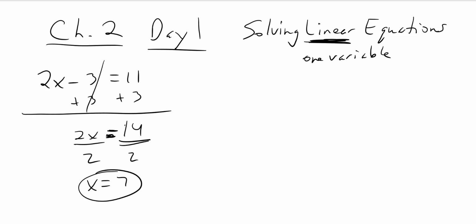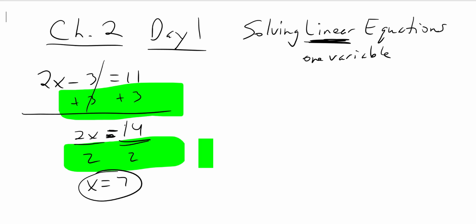So let's highlight what I want to see here. I want to see you add 3 to both sides, and then I want to see you divide both sides by 2 and come up with the answer. Not bad. All right, let's keep going. I got a bunch more here. Let's do this one: 4 is equal to 3x minus 8.